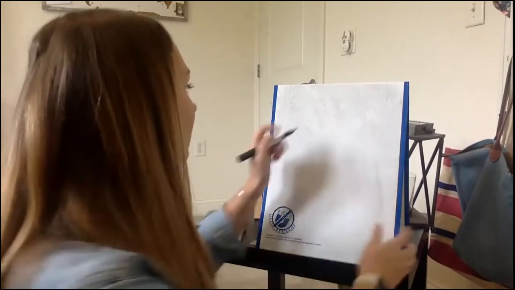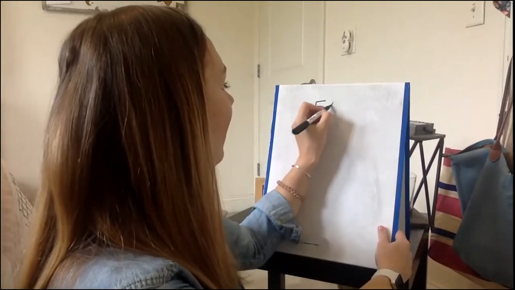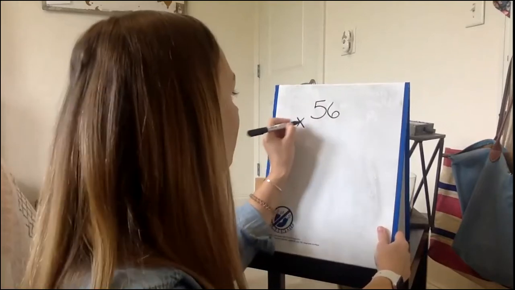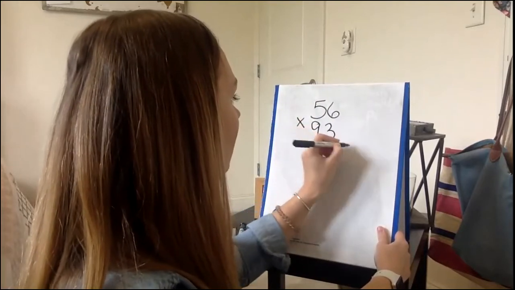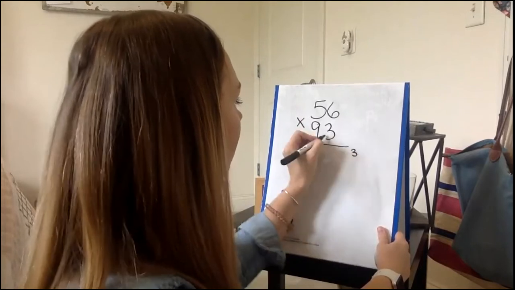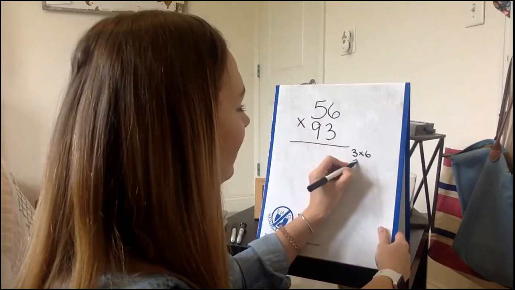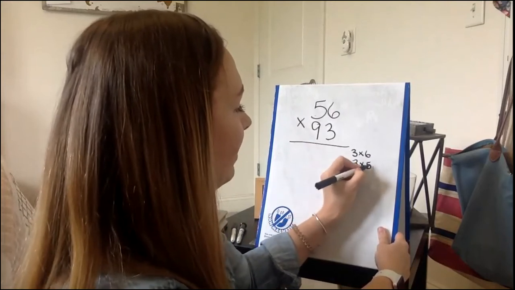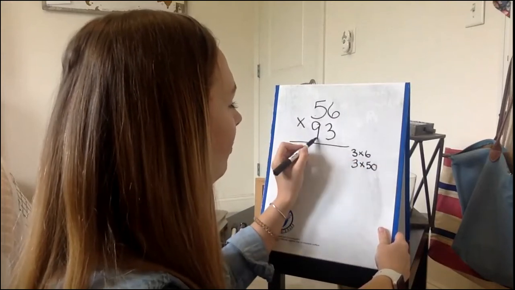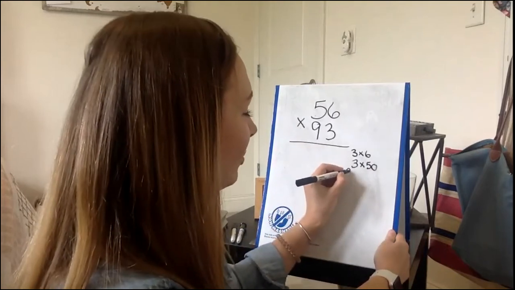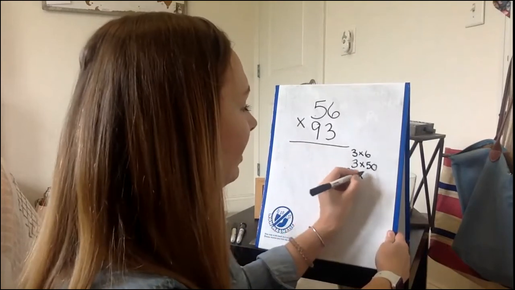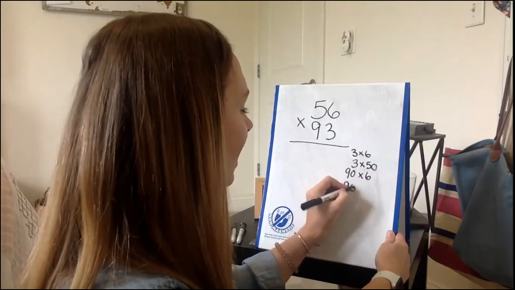All right, sorry about those technical difficulties. We are going to start with find the product of 56 and 93. Find the product means find the answer to the multiplication question. So I'm going to multiply these two numbers together. 3 times 6 will be my first product. 3 times 50, because that 5 is in the tens place, will be my second product. Now I'm going to move to my 9, but it's actually 9 tens or 90, so it'll be 90 times 6 and 90 times 50.